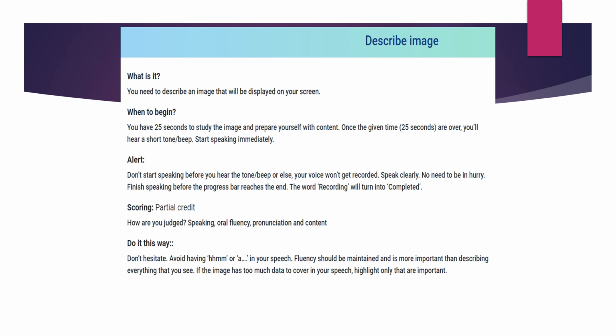Don't hesitate. Avoid filler sounds in your speech. Fluency should be maintained and is more important than describing everything you see. If the image has too much data to cover in your speech, highlight only what is important. So you need to highlight only the important things if a lot of things are present in the image. Before the bar is completed, you need to finish whatever you want to explain about that image.